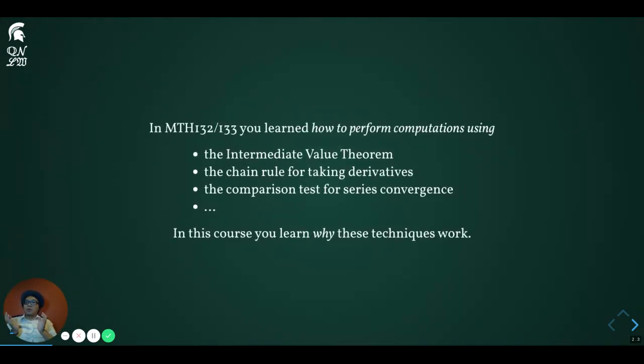In Math 132 and 133, this being Calculus 1 and 2 at MSU, you learn how to compute by applying certain techniques. As examples, you were taught how to apply the intermediate value theorem for continuous functions, how to use the chain rule to take derivatives, and how to use the comparison test to decide if a series converges. For many students, these tools are a jumbled mess of facts that require memorization. In this course, you will learn why these tools work and hopefully develop a coherent picture of how everything fits together.